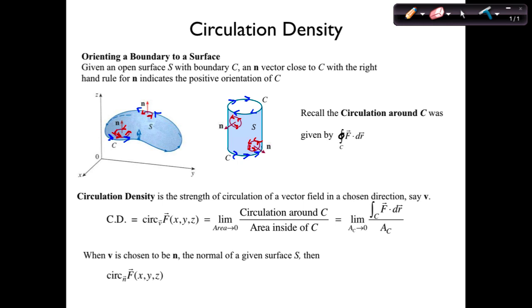And then the circulation density in the direction n for the surface is the curl, right? So the circulation density is the curl, but in the direction of n. So it's the strength of the rotation of F in the direction of n. And that's the circulation density of the field in the direction n.